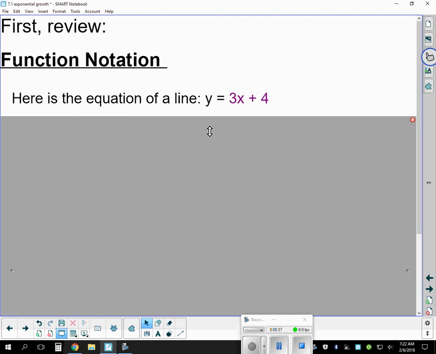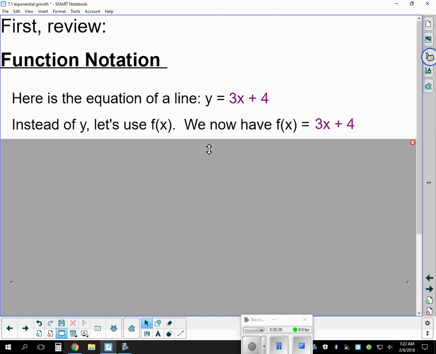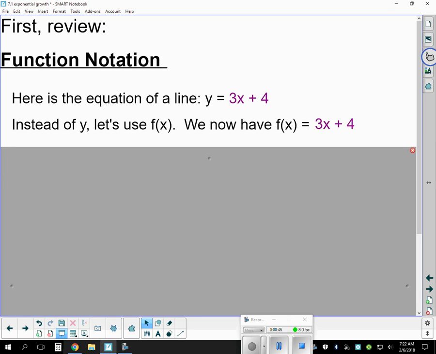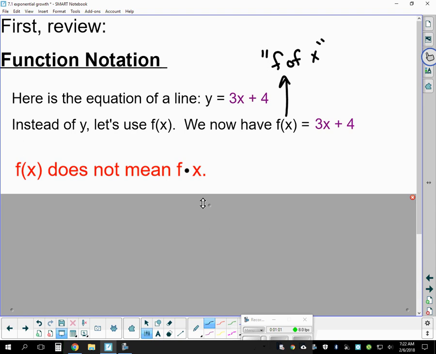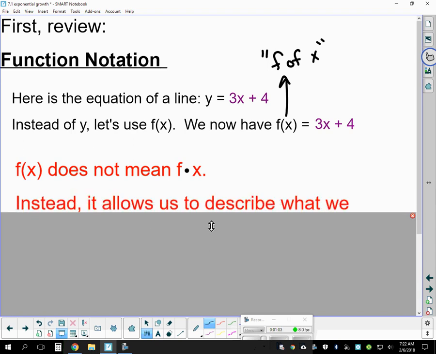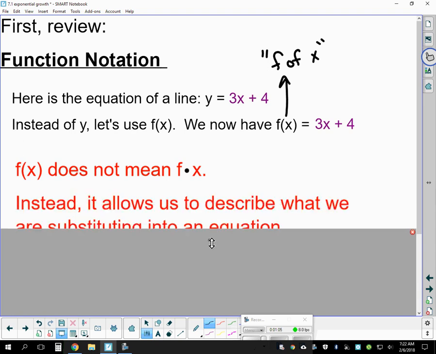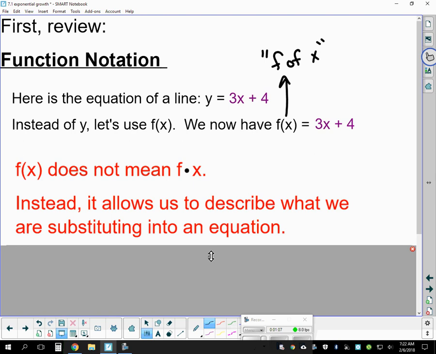And then if you remember in the first Unit 4, we started using f of x instead of y. Remember, that's how you say it, f of x. It's not f parenthesis x or f times x. It's f of x. That's how you say it. So all it does is it takes your y out and replaces it with f of x. Again, it does not mean times x. Instead, what it's doing is it allows us to describe what we are substituting into an equation.